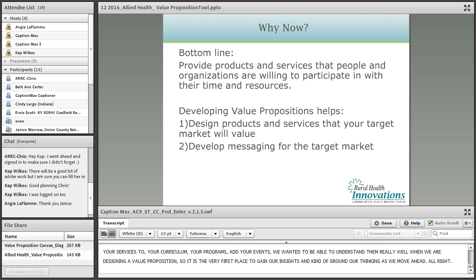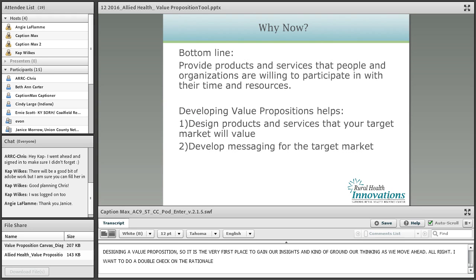All right. I want to double check the rationale for bringing this particular topic to you at this point in time, and then we'll get started with our work and figuring out our value propositions. So why is it important to talk about target markets, products and services, and value propositions at this time in your program?